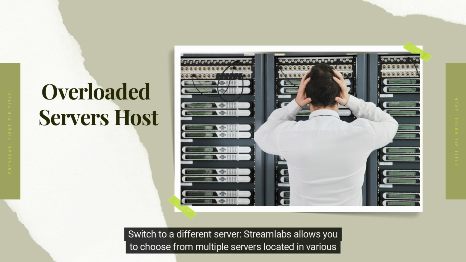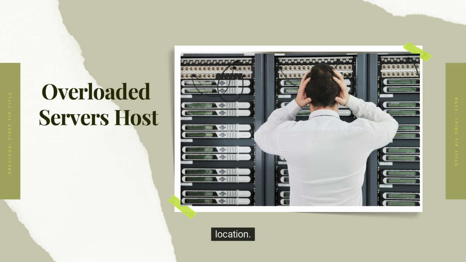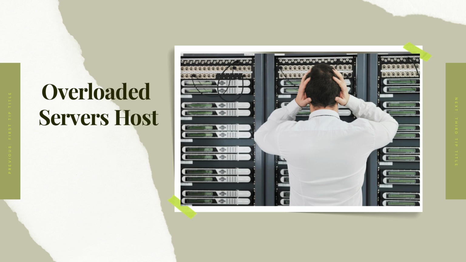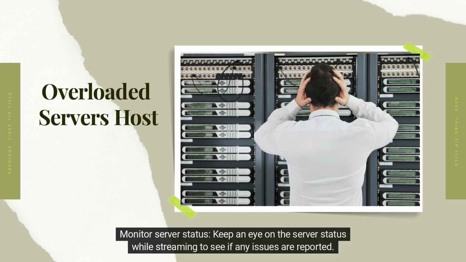Switch to a different server. Streamlabs allows you to choose from multiple servers located in various regions. If you're experiencing lag, try switching to a different server that may be less congested or closer to your location. To change servers, go to Streamlabs Settings, find the Streaming Service Settings, and select a new server from the available options. Monitor server status. Keep an eye on the server status while streaming to see if any issues are reported.